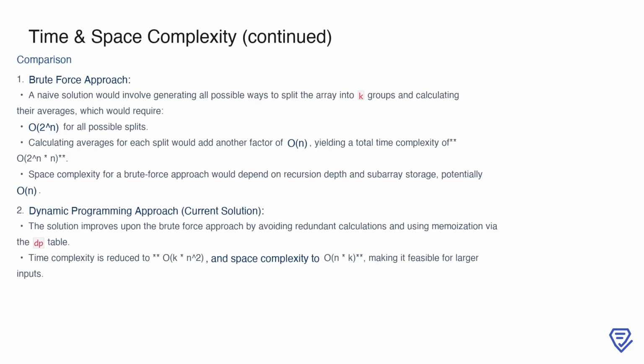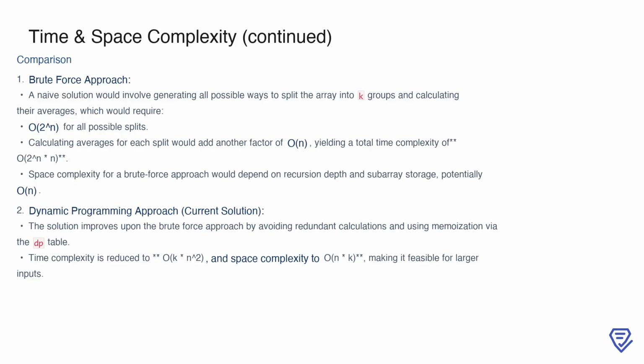Comparing this dynamic programming approach to a brute force method highlights the efficiency gained. A naive solution would involve generating all possible ways to split the array into k groups. The number of possible splits grows exponentially, requiring O(2 to the power of n) time. Additionally, calculating averages for each split would add another factor of O(n), resulting in a total time complexity of O(2^n * n). The space complexity of this brute force approach would depend on recursion depth and subarray storage, potentially reaching O(n).